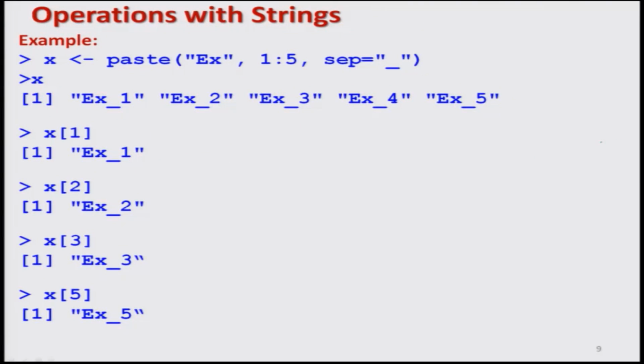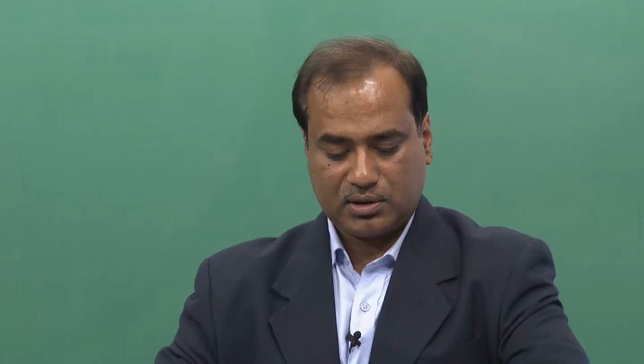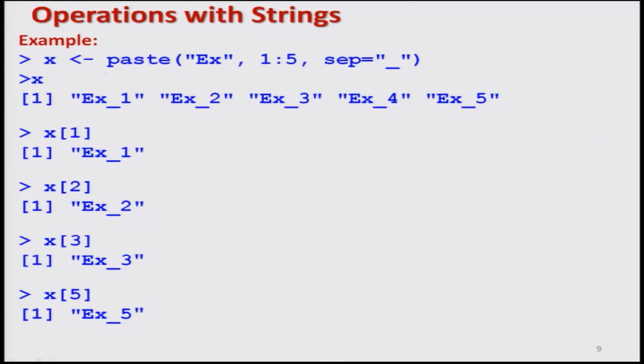Now, let me take some more examples similar to this one just to make you more confident. I am using a paste function in which I have one string, exercise, briefly written as EX. This is a character, and then I am writing a sequence 1 to 5, that is 1, 2, 3, 4 and 5, and then I am using a separator which is underscore. First we look at the outcome and then I will explain what is happening.